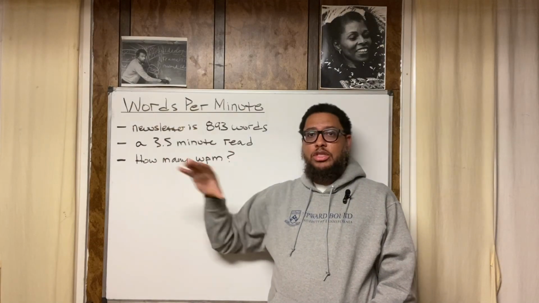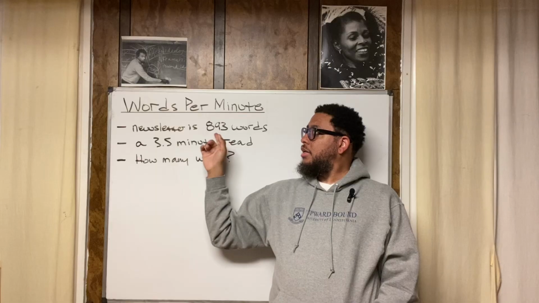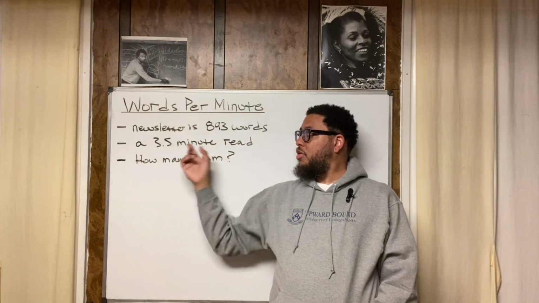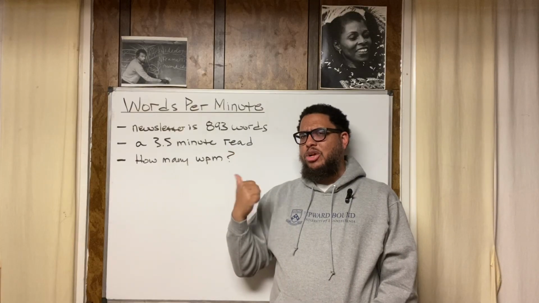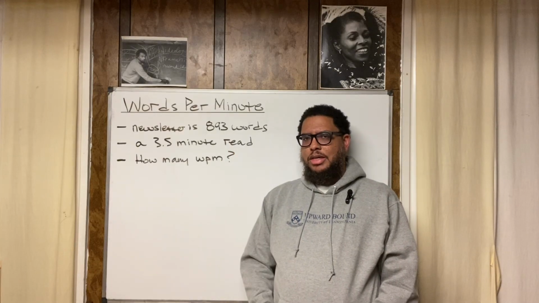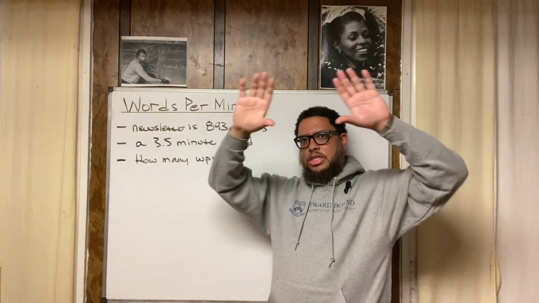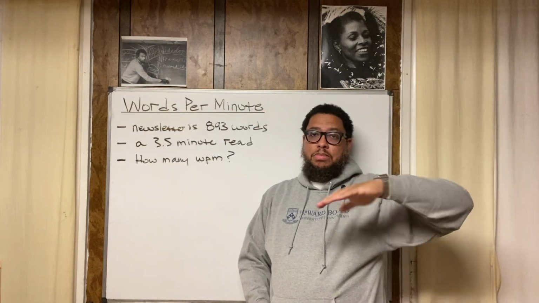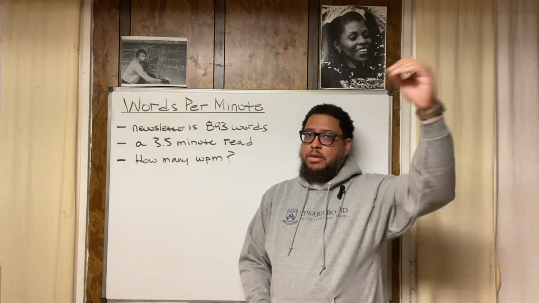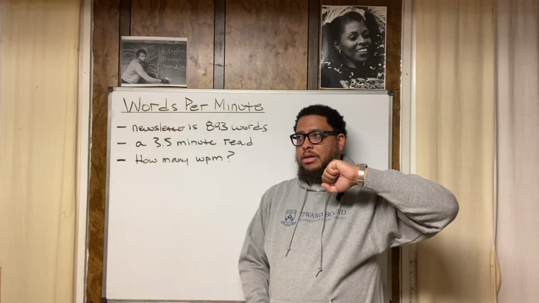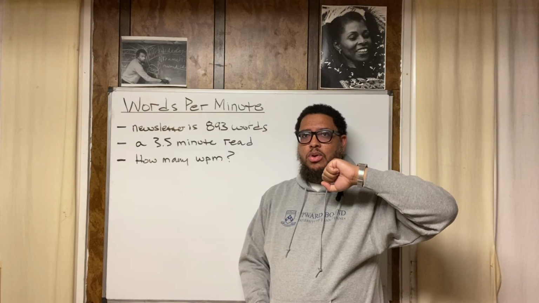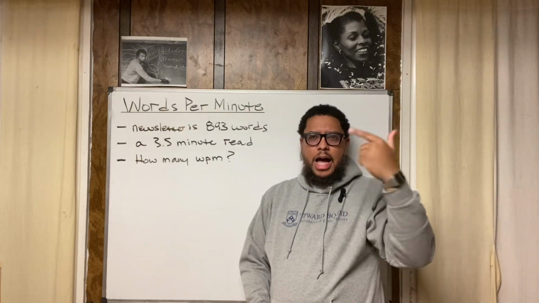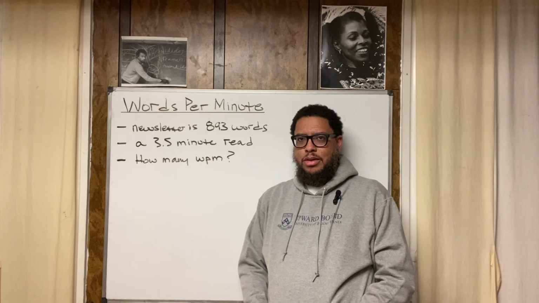So anyway, back to the original question. We got a newsletter. It's 893 words long. They're telling us that it's a 3.5-minute read, but you ever stop to wonder, how do they know that? How do they know it's a 3.5-minute read? Just like when you ride on the highway and you see the digital display that says the next exit, or a particular exit, is 20 miles away and it will take you 30 minutes to get there. You ever stop and wonder, how do they know that? How do you know it's going to take that long?